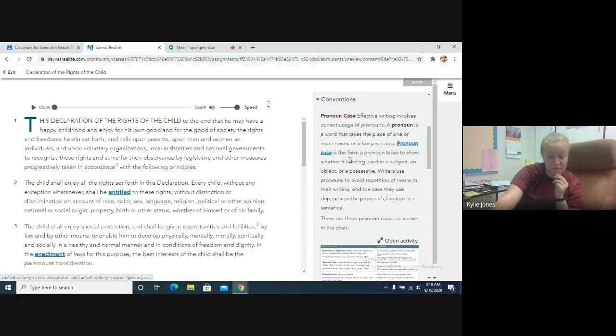Okay. Our next part says, writers use pronouns to avoid the repetition of nouns in their writing. And the case they use depends on the pronoun's function in the sentence. So this is a big one, using the pronoun to avoid repetition of nouns.